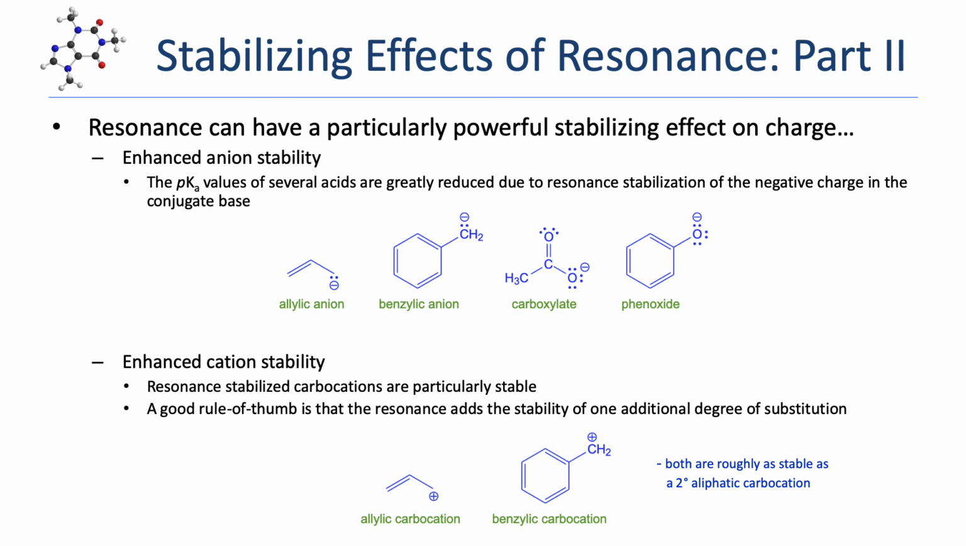respectively. A good rule of thumb is that the resonance adds the stability of about one additional degree of substitution. So a primary allylic carbocation has about the same stability as a secondary aliphatic carbocation. And a primary benzylic carbocation, again, has about the same stability as a secondary aliphatic carbocation. The term aliphatic simply refers to a carbon that's not involved in resonance or any pi bonding.